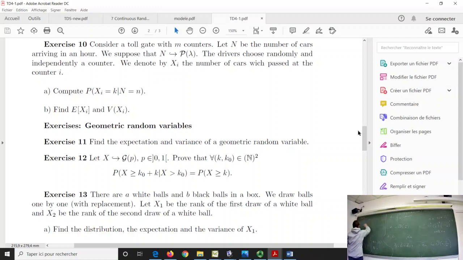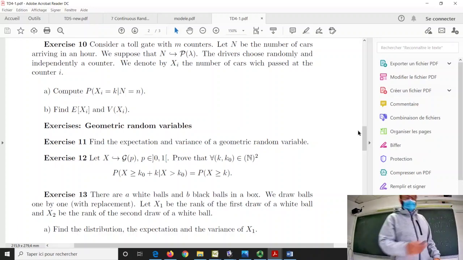So I erase my little picture. So first, what are possible values for xi? From 1 to n. 0. From 0 to? Yes, so it's capital N. Don't forget that in question A, I know the number of cars, small n, but a priori I don't know it. Capital N, the number of cars, is just a Poisson, so it means it can be anything from 0.